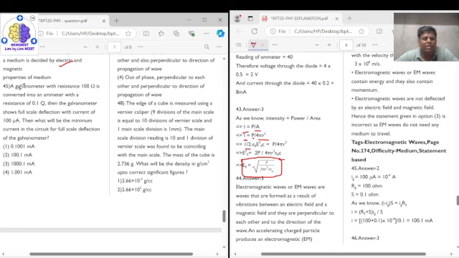Question number 45 says that a galvanometer with resistance 100 ohm is converted into an ammeter. So we have galvanometer resistance G equal to 100 ohm, converted into an ammeter with a shunt resistance of 0.1 ohm. The galvanometer shows a full scale deflection with a current IG equal to 100 microampere. Then what will be the minimum current in the circuit for the full scale deflection of the galvanometer?